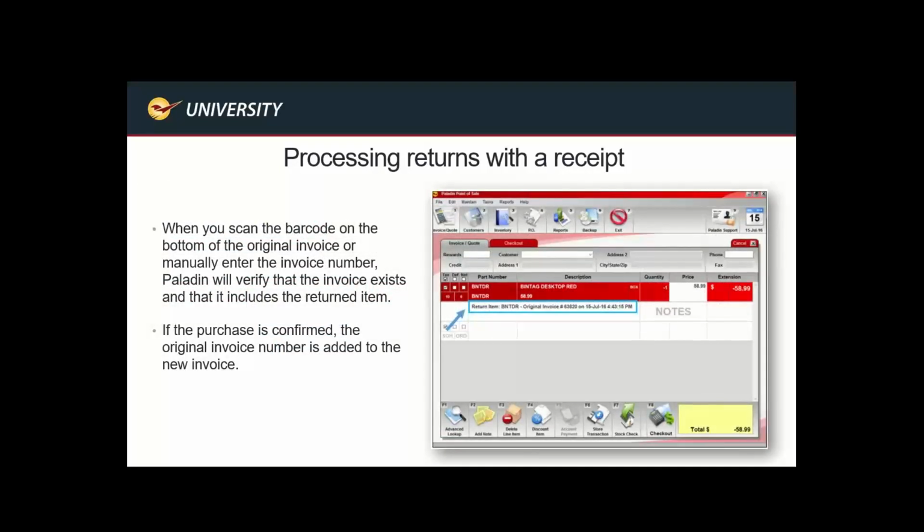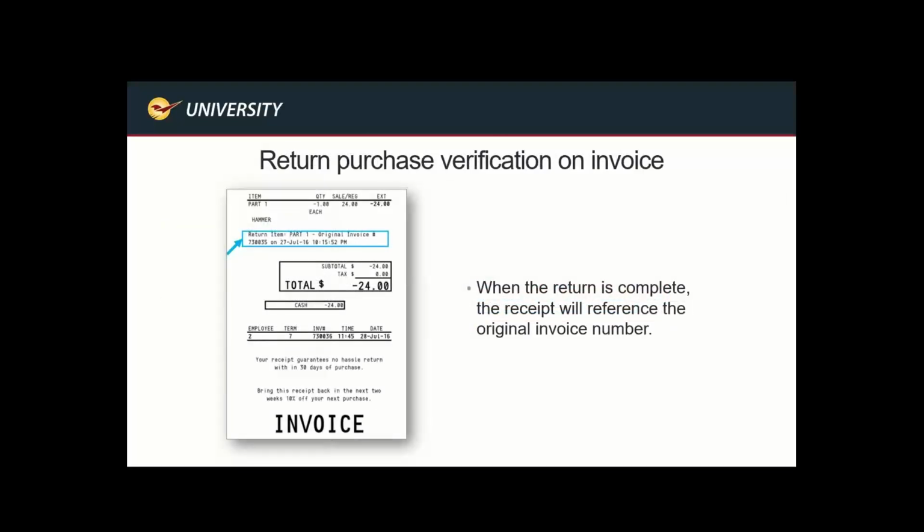When you scan the barcode on the bottom of the original invoice or manually enter that invoice number, it will validate the existence of that particular item on that particular invoice. And if it was purchased, the purchase is confirmed, and now you're returning the amount that they paid, nothing more, nothing less. Underneath the particular item on that line 1, it's going to tell you, hey, returned item, in this case BNTDR, original invoice was 63820 on July 15th at 4:43 p.m. So it tells you everything you need to know, and that information is then printed on the receipt.